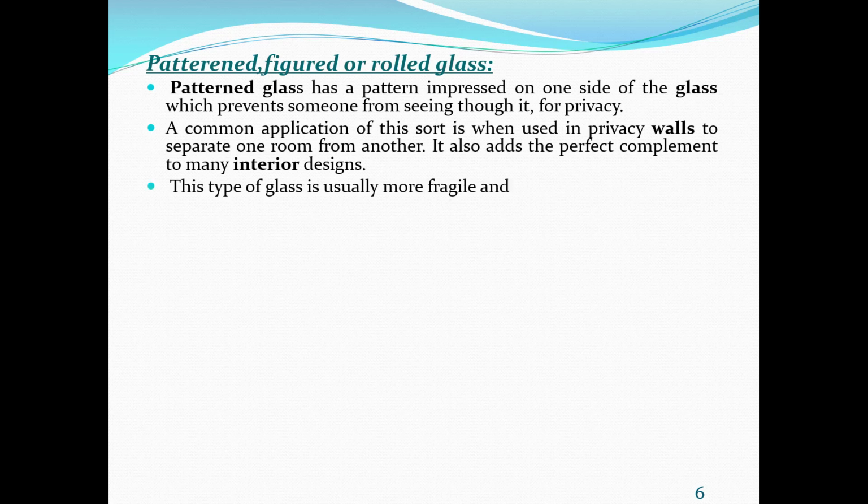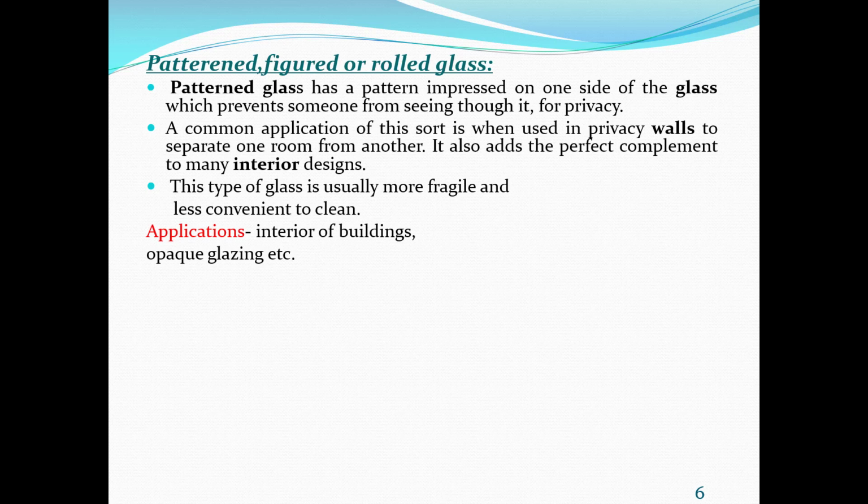So mainly to separate rooms or cabins, you can go for a patterned or rolled glass. This type of glass is more fragile because it can be easily broken into pieces, and it is less convenient to clean. They are used in the interior of buildings and for opaque glazing.